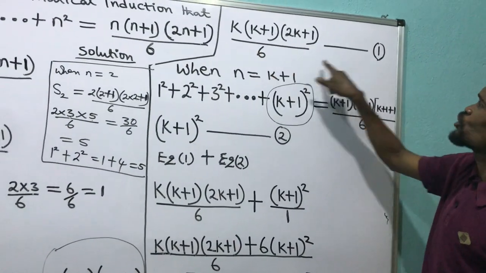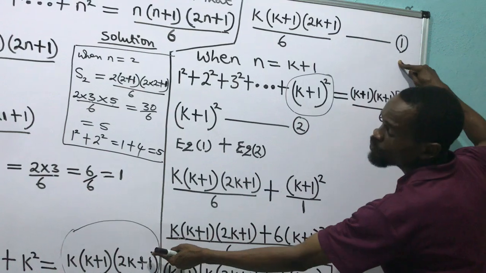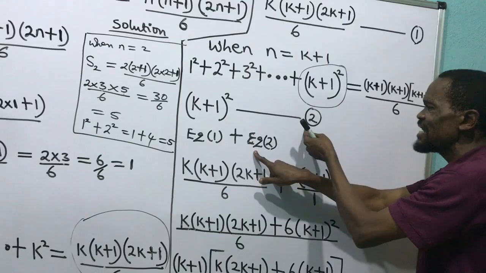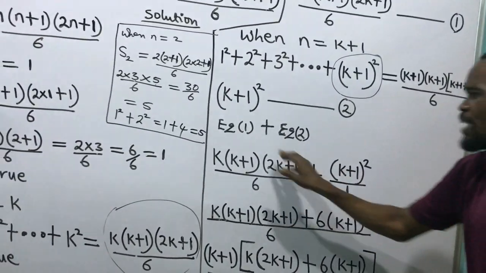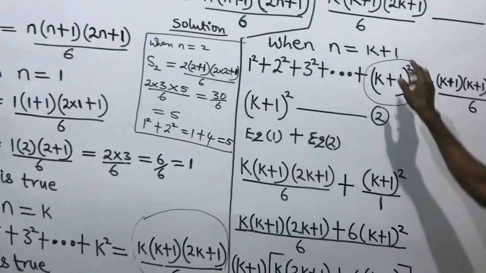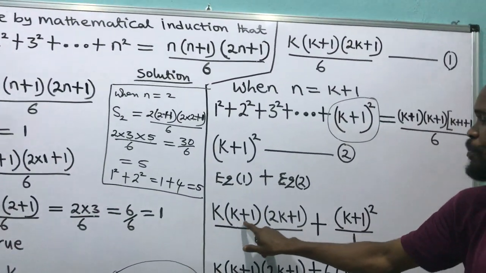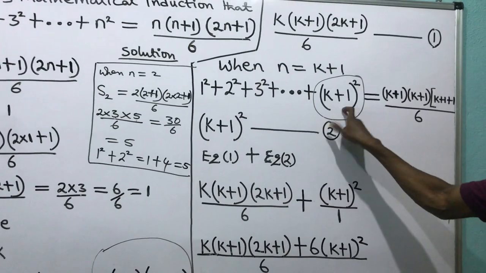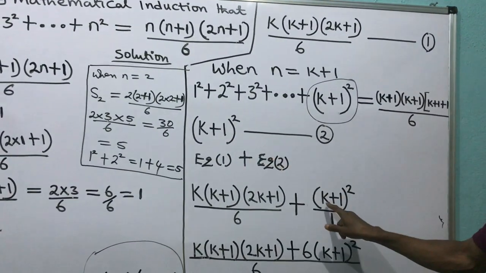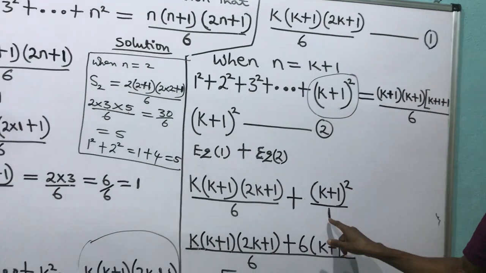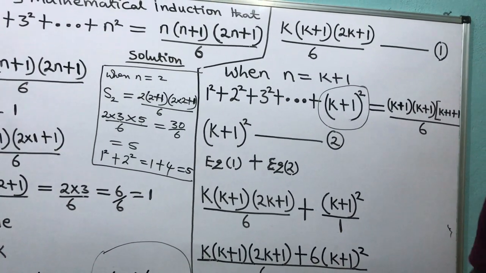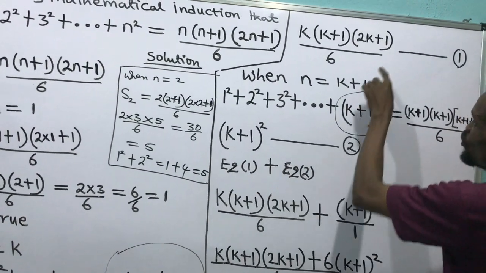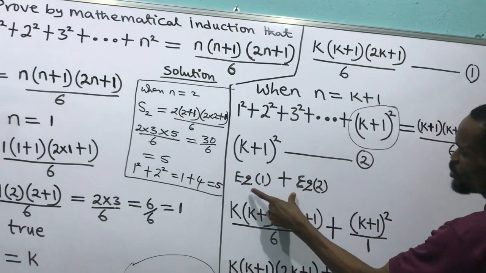Look at my Equation 1, which is my sum when n is equal to k. Then what is my Equation 2? My Equation 2 is my generator when n is equal to k plus 1. Then I begin to simplify it. I have k into k plus 1 into 2k plus 1 all over 6, plus my generator, Equation 2, which is k plus 1 all squared all over 1. You know that anything we write is divided by 1. So I have summed these two, that means Equation 1 plus Equation 2.